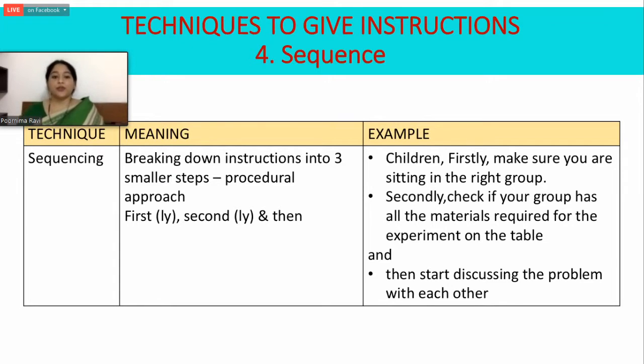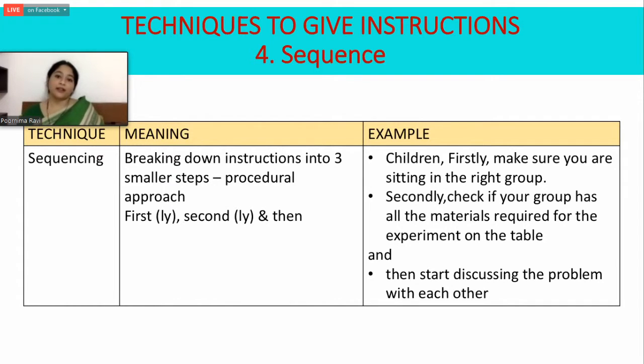An easier way would be by using firstly or first, secondly or second, and end it with then. You could not go with fourthly and so on and so forth. It would be incorrect. So you stop with secondly and end it with then. So keep it simple with 3 instructions. For example, children, firstly make sure you're sitting in the right group. Secondly, check if your group has all the materials required for the experiment on the table. And then start discussing the problem with each other.